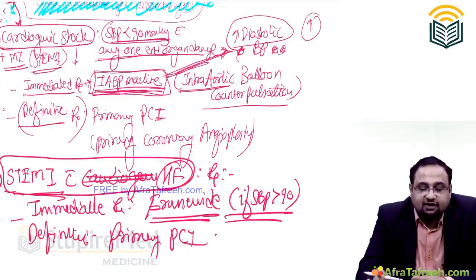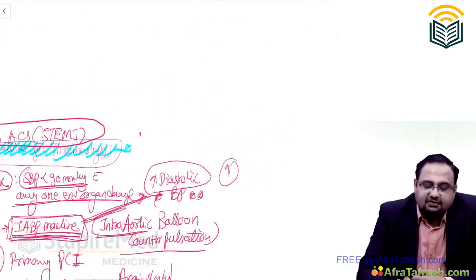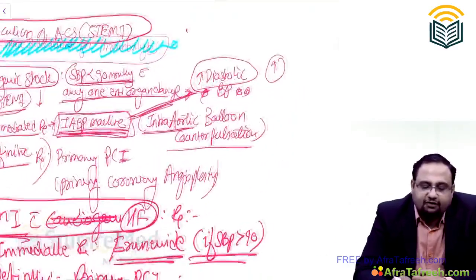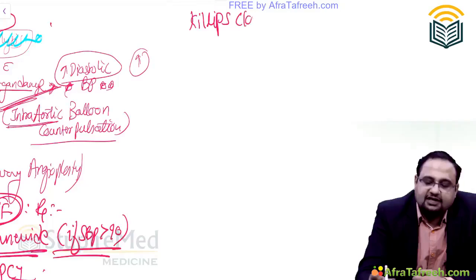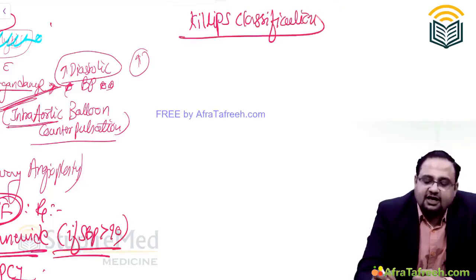Okay, so this is one of the very important things to remember: ST segment elevation myocardial infarction with heart failure. Remember, in ST elevation myocardial infarction, one point I wanted to focus on is that we prognosticate by something known as the Killip classification. What is the Killip classification for ST segment elevation myocardial infarction?